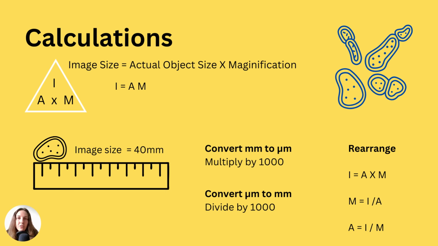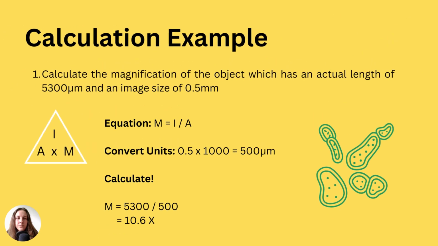The other thing I've noticed when marking work is students often forget to convert the units. So if you are going from millimeters to micrometers, you want to times the answer by 1,000. And if you're going from micrometers to millimeters, you want to divide by 1,000. The key to this is to convert your answer first before you put it into the equation. You also can use the triangle method to rearrange the equation, but just remember not to rely always on the triangle method for rearranging, especially when you get more complicated equations.